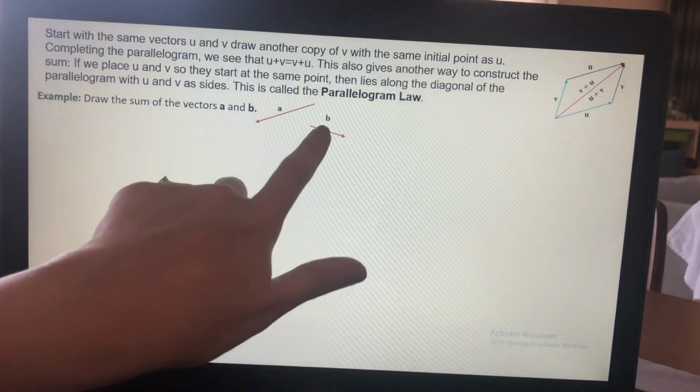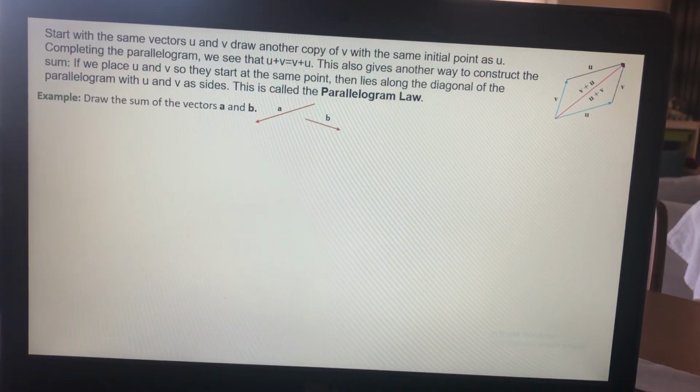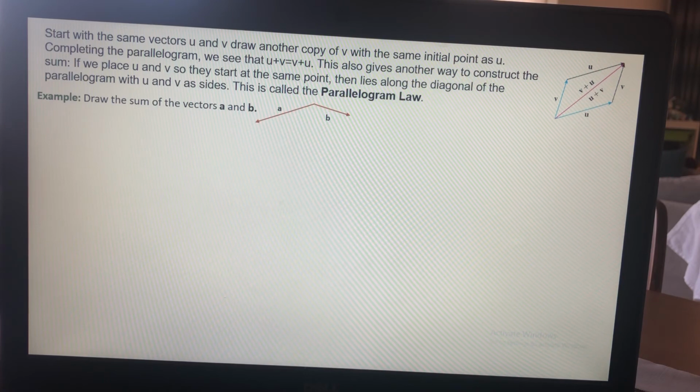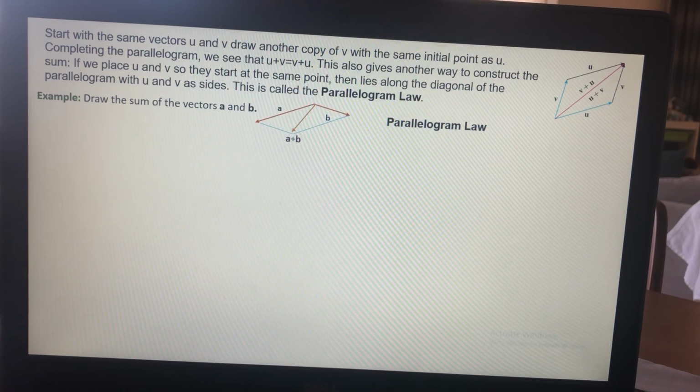The second way is the parallelogram law. This time we are combining the tails of A and B. As you can see, I combine them, and I am completing this into a parallelogram. Then the diagonal is going to give the summation of these two vectors, okay? This is the parallelogram law.